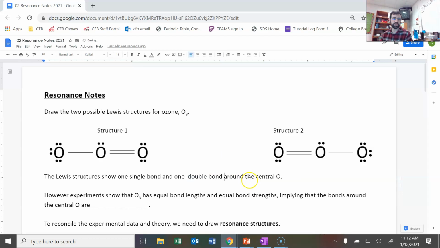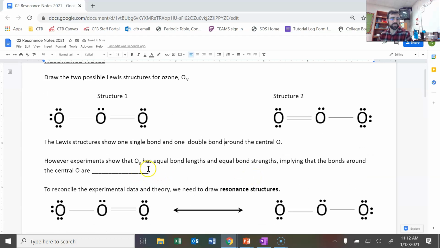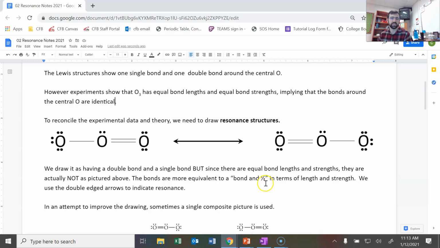around the central oxygen. However, experiments show that ozone actually has equal bond lengths and equal bond strengths, implying that the bonds around the central atom are actually identical. So to reconcile the experimental data and theory, we need to draw what we call resonance structures. So if you're asked to draw all of the resonance structures, that means you would draw the 2 possible ways to draw this particular molecule.